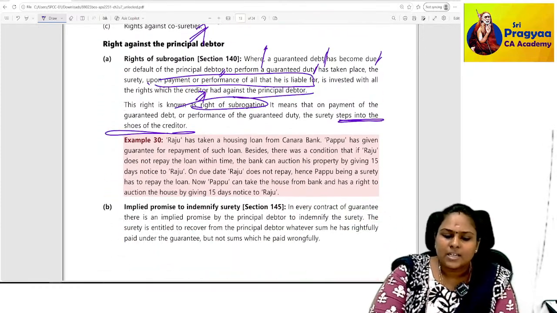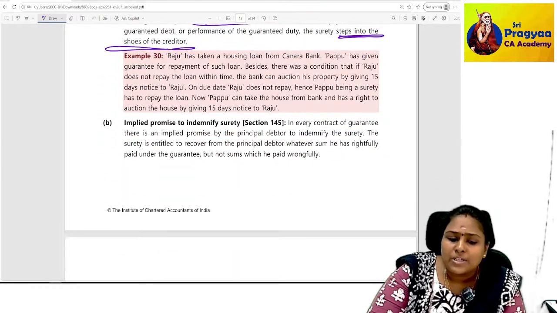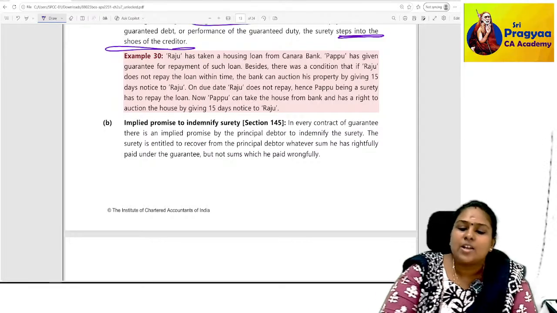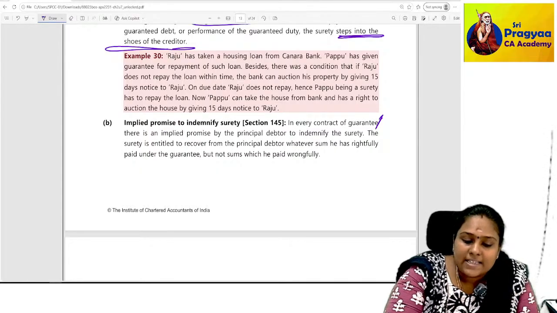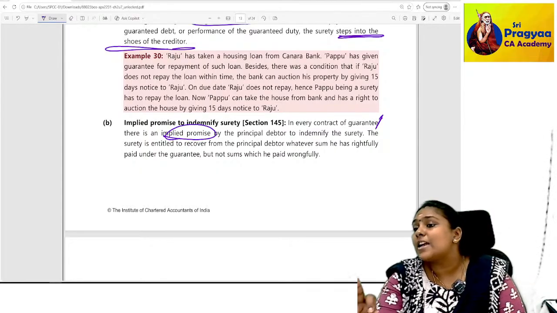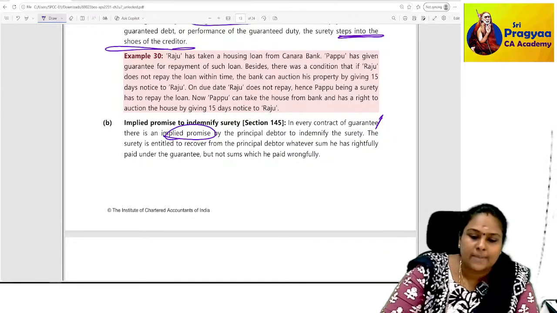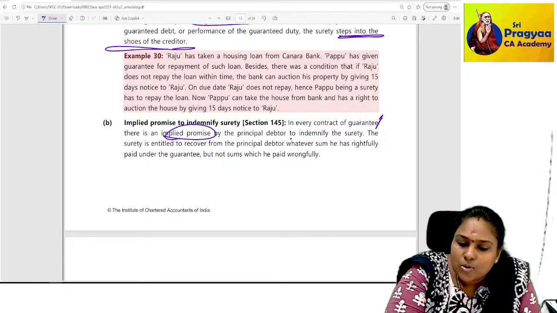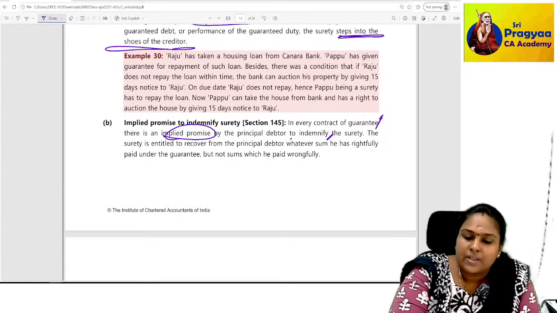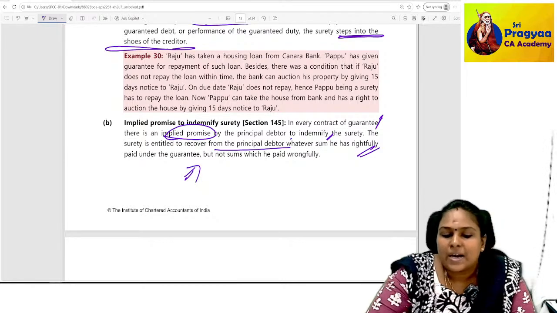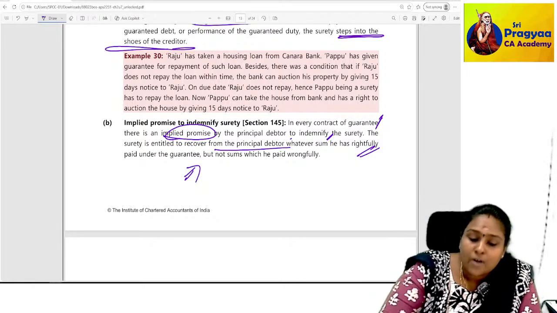Okay. Next one, implied promise to indemnify the surety. Continue reading. In every contract of guarantee, there is an implied promise. We saw this in the tripartite contract, the third contract, correct? That by the principal debtor to indemnify the surety. The surety is entitled to recover from the principal debtor whatever sum he has rightfully paid under the guarantee, but not sums which he wrongfully paid.